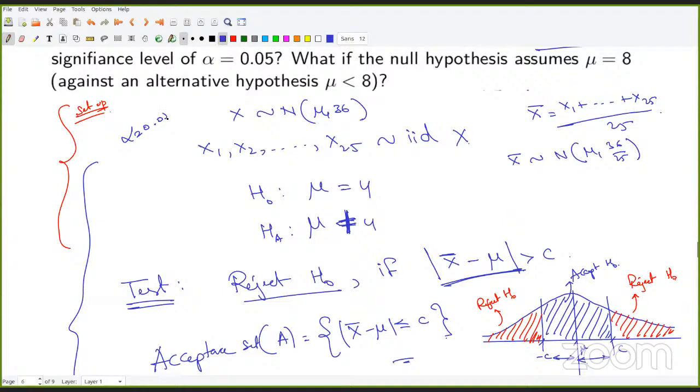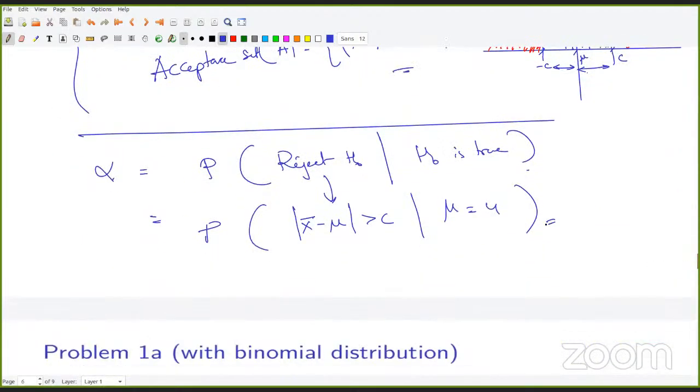So if it is mu, 36 by 25, alpha, x bar minus mu by root over 36 by 25 follows normal 0, 1. Yeah, this one also we should do. So after this, now we are ready. So we have to compute this. Okay. Will you be able to compute this thing?